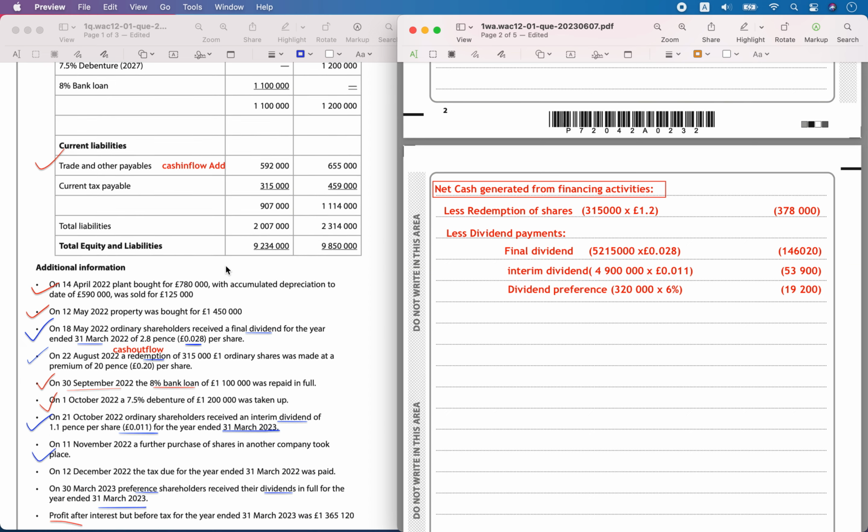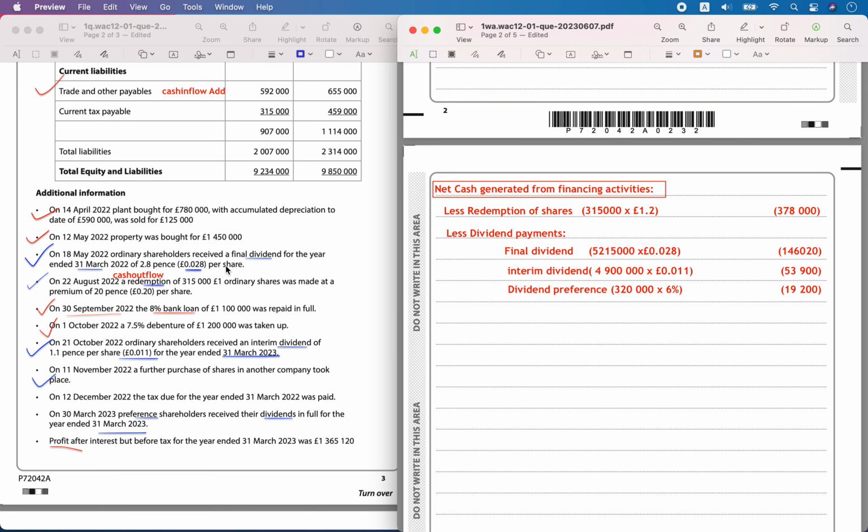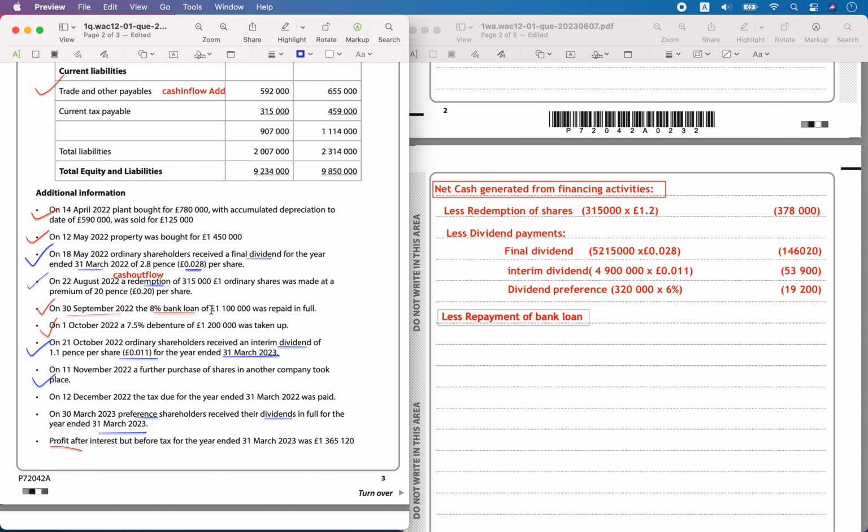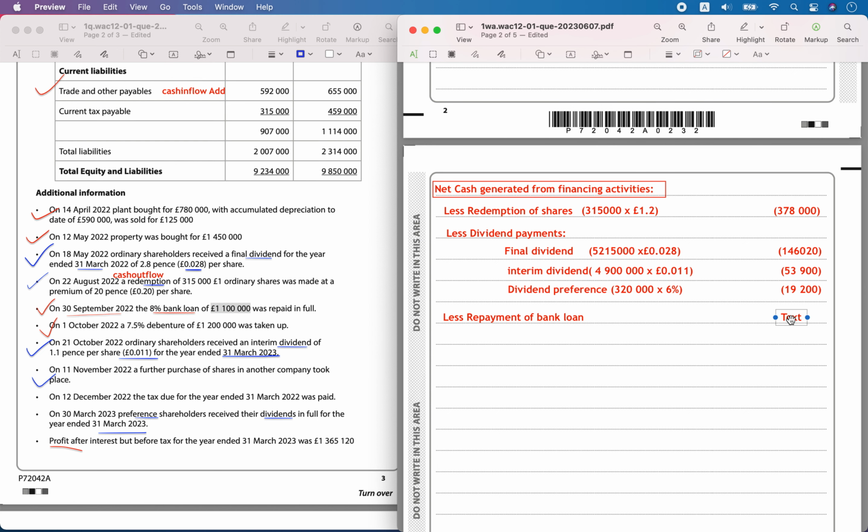And then apart from that, we can also see that the bank loan was repaid in full. Repayment of bank loan. Any repayment is again a cash outflow from the business, so you will subtract. The amount was 1.1 million, so that much you will subtract.